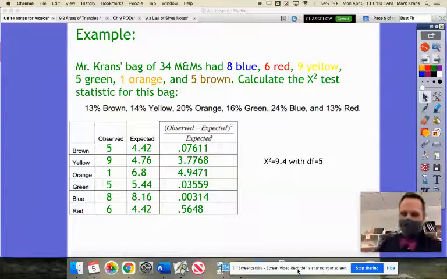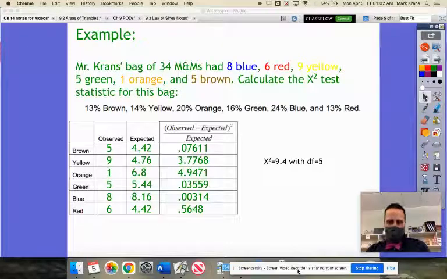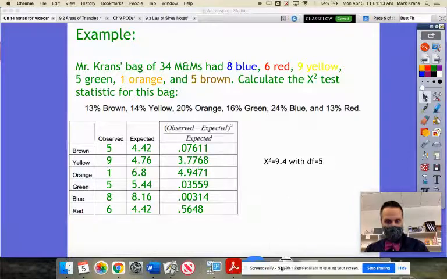All right, folks, so I want to show you three different ways where you can go from a chi-square test statistic like we got here. We added this up. We got 9.4 with 5 degrees of freedom. Three ways to be able to calculate your p-value, okay?